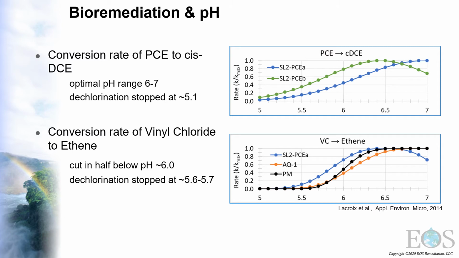Now, for the critical step of converting vinyl chloride to ethene, the graph at the bottom right, you can see when you get pH below 6, your degradation rates really drop off much more dramatically. And by the time you're at pH 5.5, you're basically getting no degradation at all. So maintaining a neutral pH, especially for creating ethene, is critical.